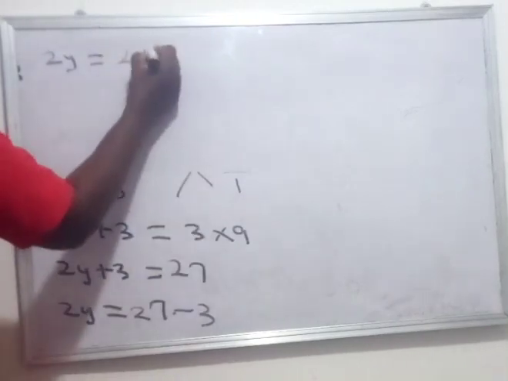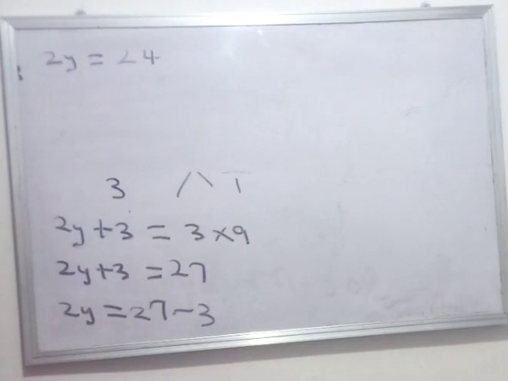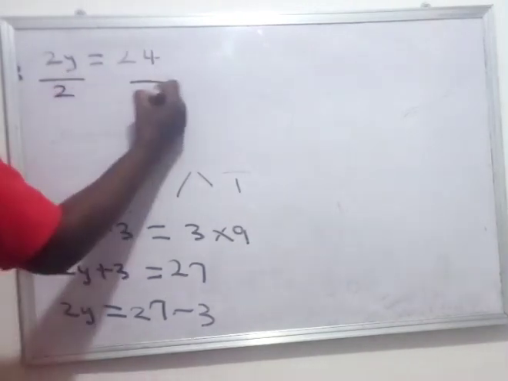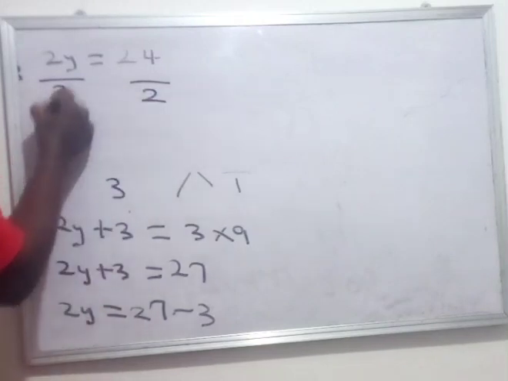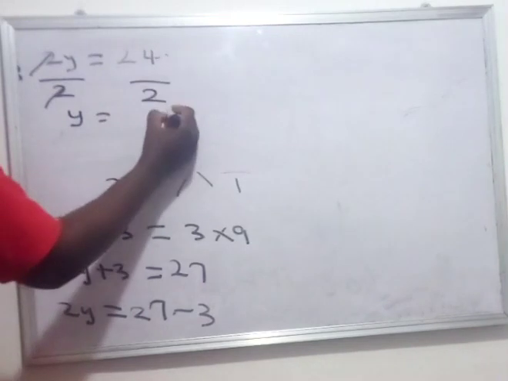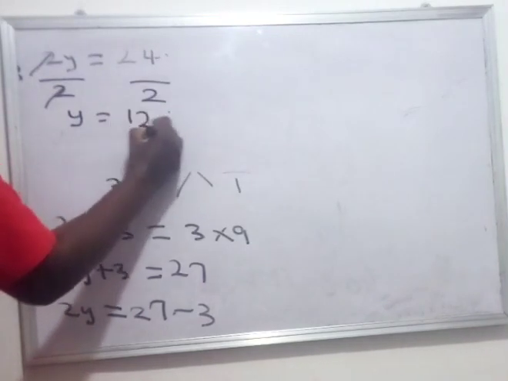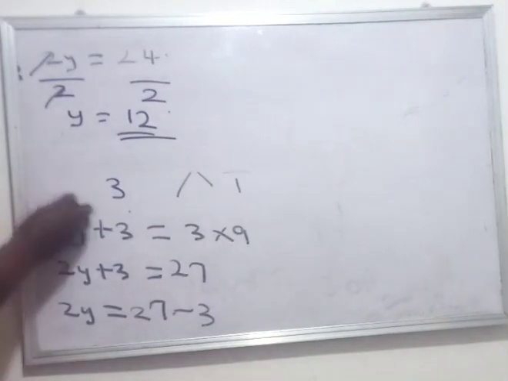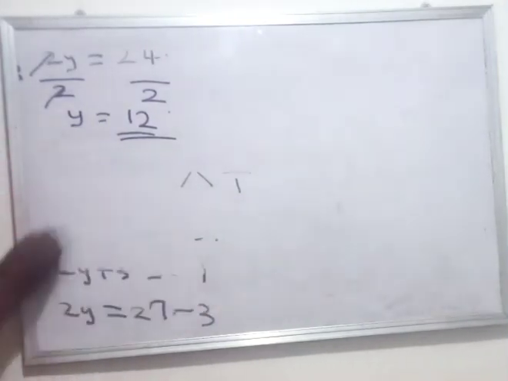For us to get y to stand on its own, we need to divide both sides by 2. And so this divides this, you get 1. And now y becomes 24 divided by 2 gives us 12. Did you see how we arrived at the right answer using two different methods?